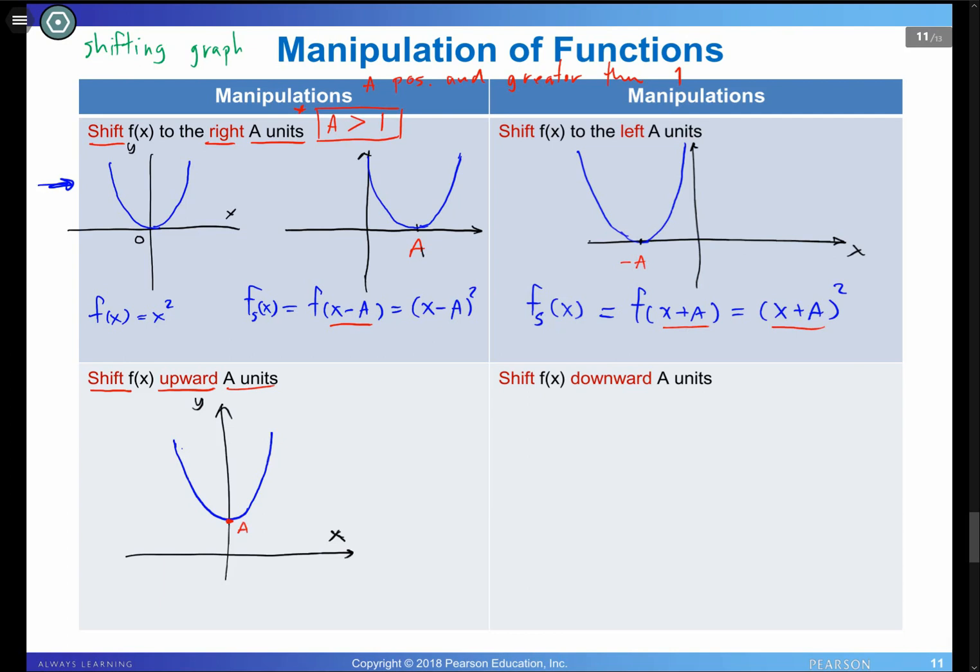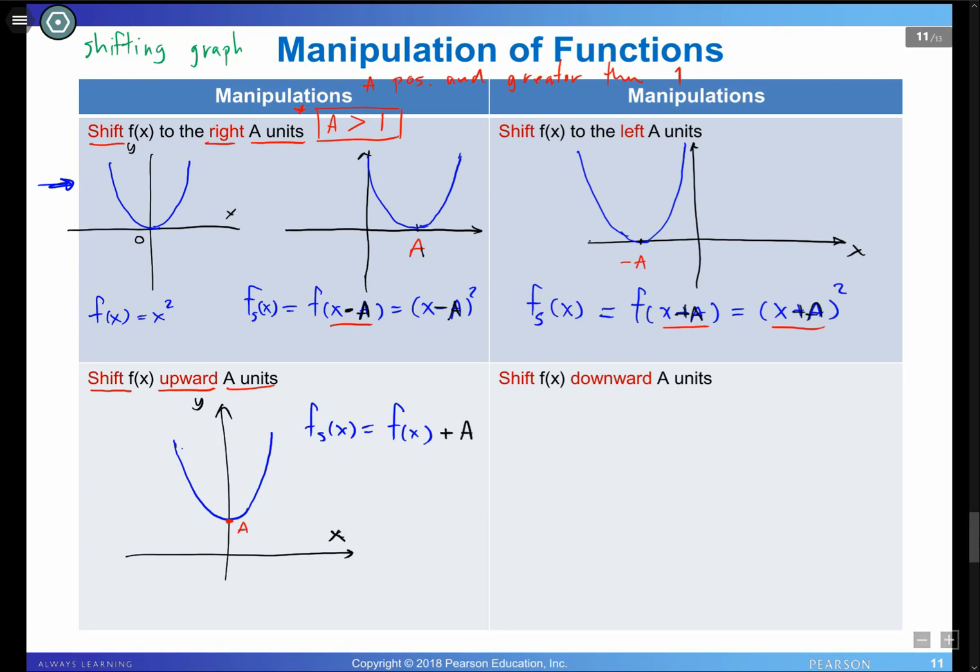What should I do? Okay, so the new function that I need right here is going to be exactly the same as the one I have before, f(x), except that the whole graph has to be shifted up a units. So it has to be plus a right here. Plus, okay, what about I do this? Plus a. And here, minus a.